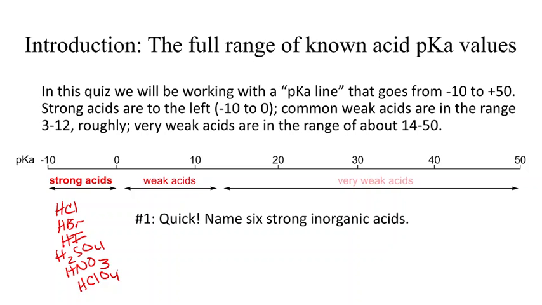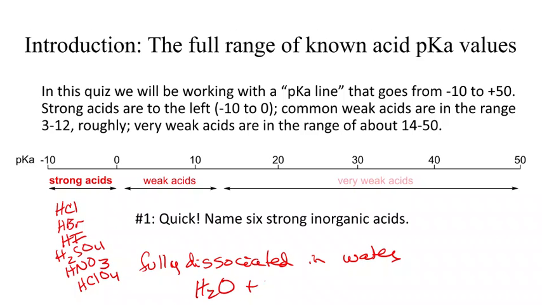Okay, these are the strong acids. They are fully dissociated in water. That means that if we have water plus any of these acids, that will go to H3O plus and the anion, for example, Cl minus, exclusively, 100%. Essentially no equilibrium at all, irreversibly. Those are the strong acids.